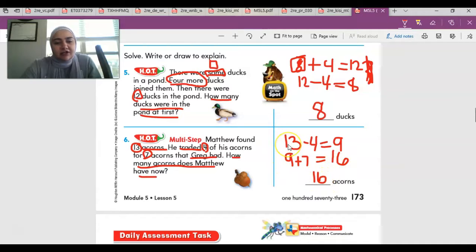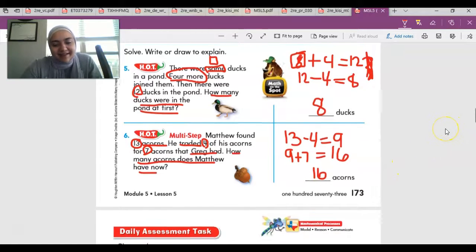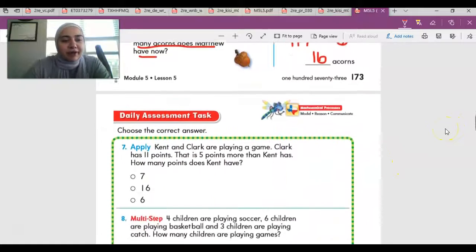What I did is I took Matthew had 13. He traded 4. That means he got rid of 4. So then he had 9. But then he got 7 more because he gave Greg 4 and then he took back 7. So then I'd add 9 plus 7 and I get 16. It's a multi-step problem. It's not very hard.